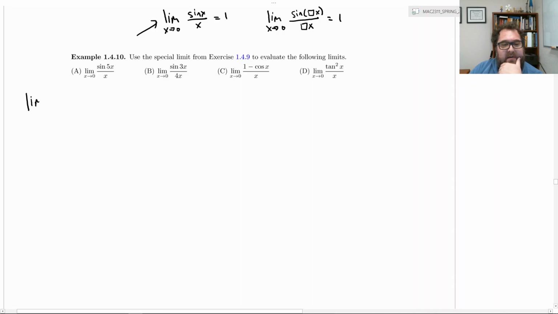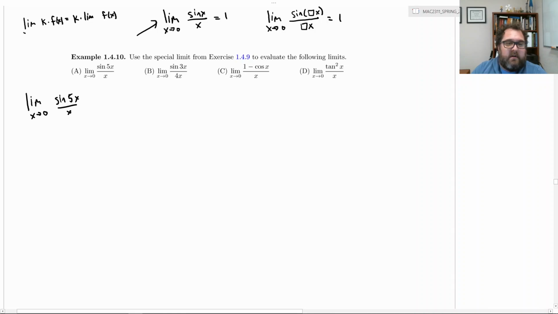What I'll do is say I have the limit as x approaches 0 of sine 5x over x. What I'll just do is factor out that 5, because we have the constant multiple rule, which says the limit as x approaches 0 of k times f of x is equal to k times the limit as x approaches 0, or c in general. So let's put a c there instead of 0, because it works for any value of c where the limit exists.